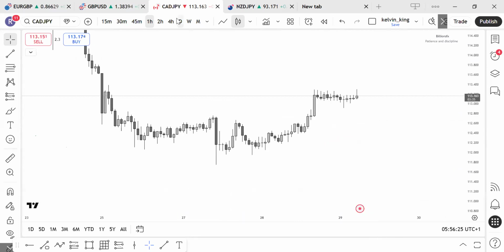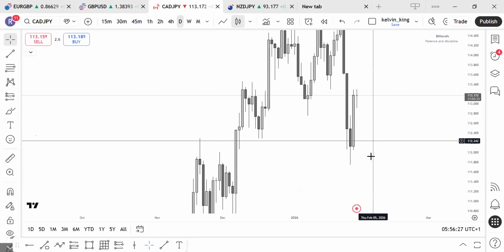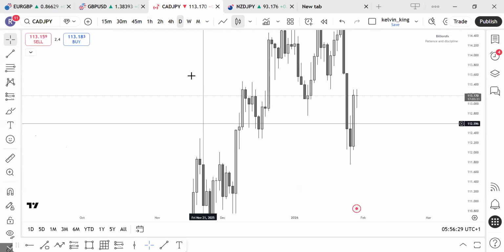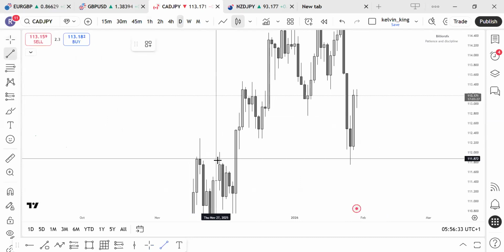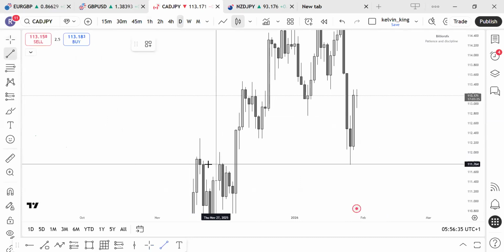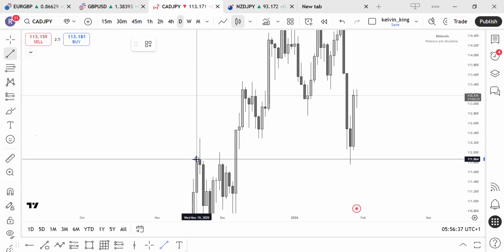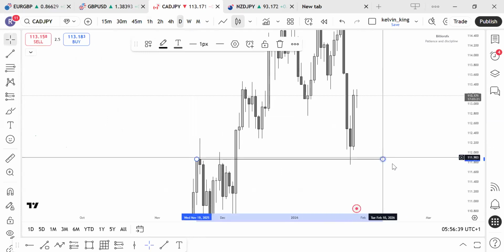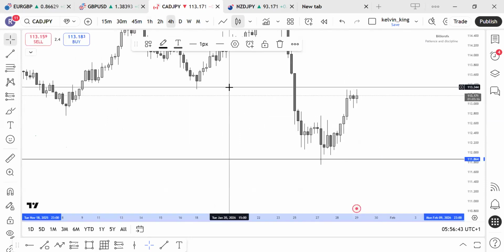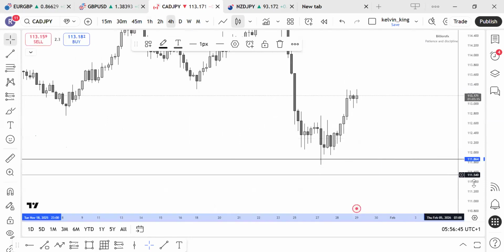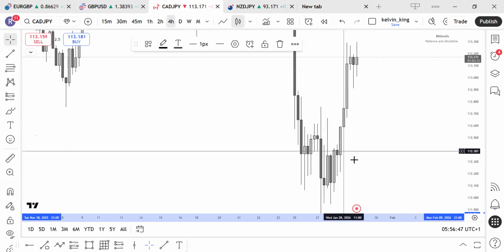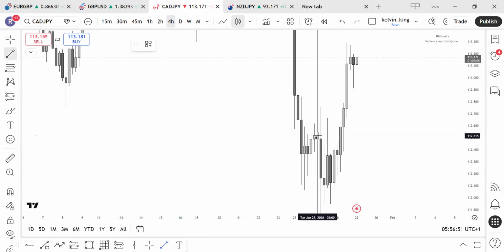Let's check card. So let's start from daily time frame. So right here, we have daily reject daily. Let me use this one. We have daily reject daily, Abby. Yes. And then we have a 4 hours breakout.